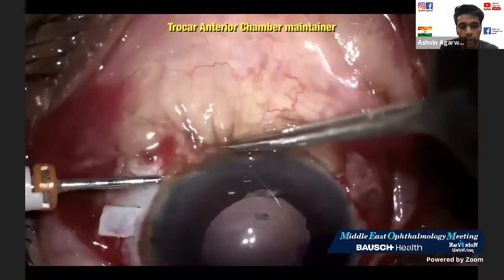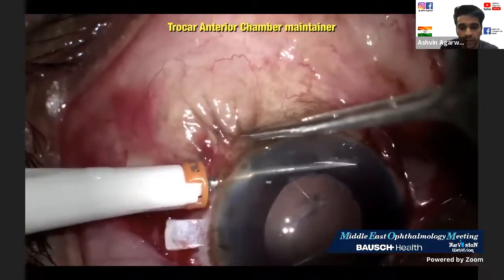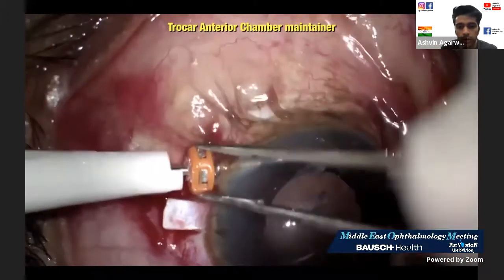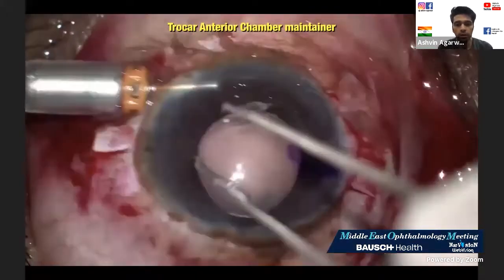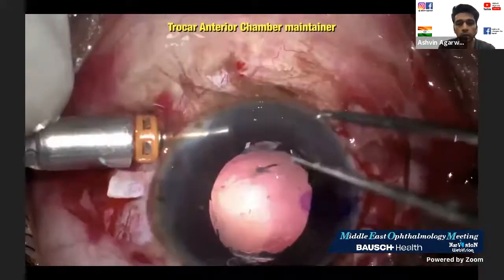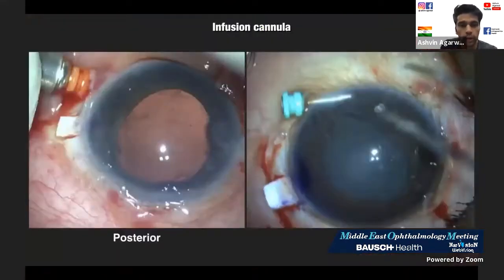Here I'm putting a trocar AC maintainer. This is a trocar. Again, I'm repeating, AC, anterior chamber maintainer. This is not going into the PC. So for anterior segment surgeons, this is ideal, and it really helps them because you don't have to actually wait and view the trocar from behind. The only reasons I probably go posterior nowadays is if there is any cortical or nuclear matter behind, or if the cornea is very hazy or clouded, or if there is a shallow chamber. In those cases, I would go posterior.